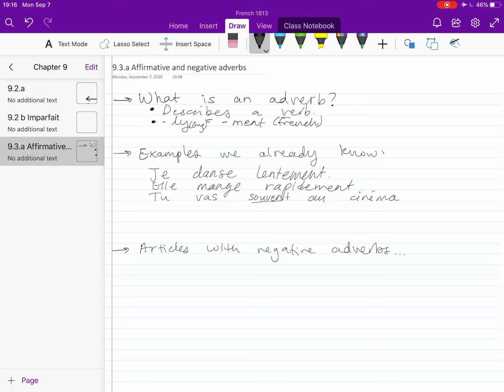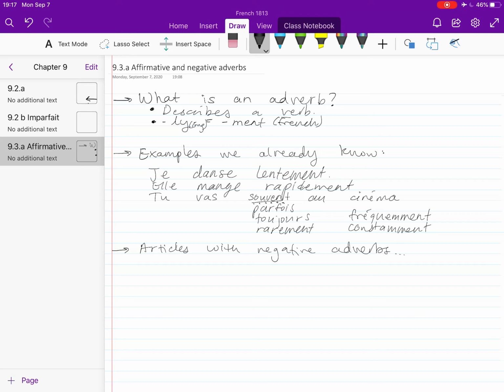In fact, any of our frequency words will be our adverbs. So souvent, parfois, toujours, rarement, constamment, fréquemment, etc. Okay? So a lot of your frequency ones are going to be the ones that we talk about today because they give opposites. Okay? So we'll talk about those in terms of how to do this in negation.